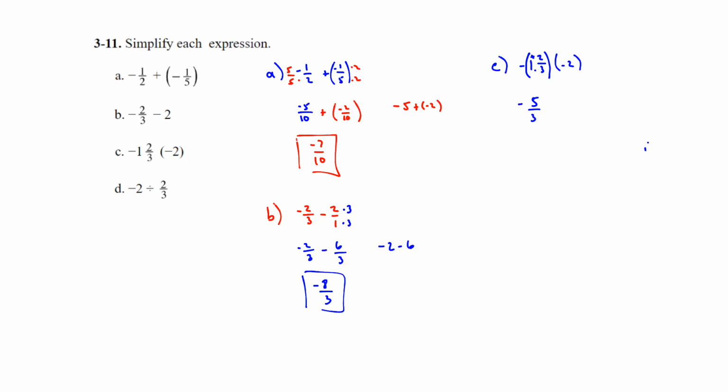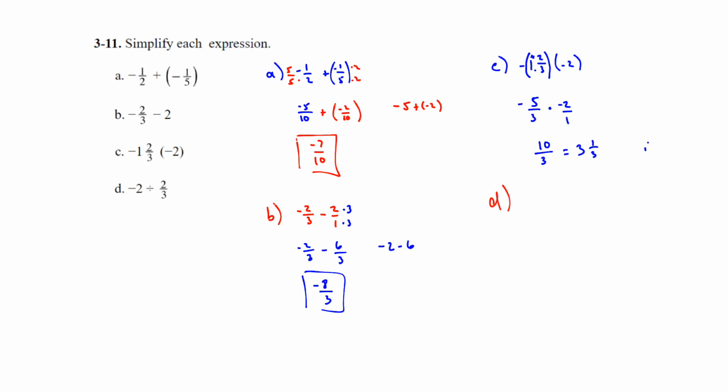So negative 5/3 times negative 2, or negative 2 over 1. So negative 5 times negative 2 is a positive 10. 3 times 1 is 3. So your answer is 10/3, or if you wanted to rewrite it, it would be 3 1/3. Either one of those are acceptable answers.